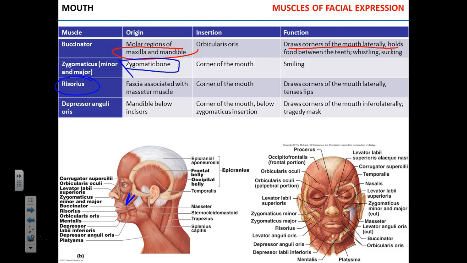Risorius shares the tendons, the connective tissue, with the masseter muscle, which we're going to talk about. Its insertion is the corner of the mouth as well. It's number 12 on the gentleman. Okay, that's risorius. It also pulls the corners of the mouth laterally. So taken together, buccinator, zygomaticus, and risorius will all participate in a smiling move. Does that make sense?